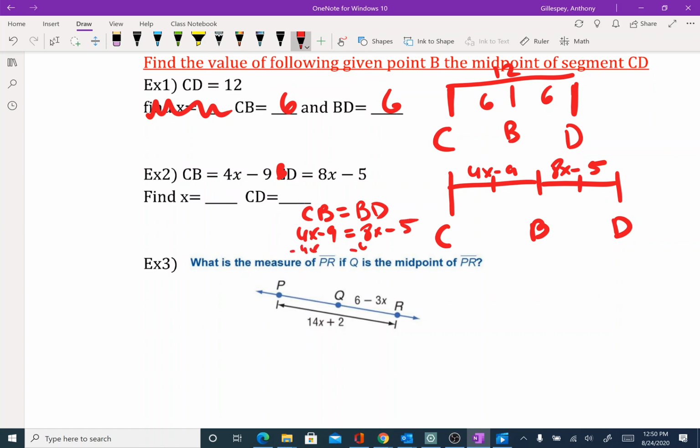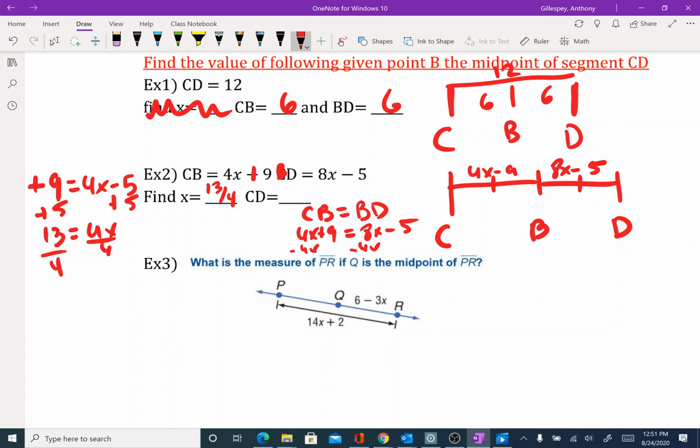Minus 4x, so what do we get? I'm going to come off to the side here. We get -9 is equal to 4x minus 5. And I can already see a typo here. Change this to plus 9, so that would be a positive 9. So plus 5, that's 13. So 13 equals 4x, divide by 4, divide by 4. So x is 13/4.